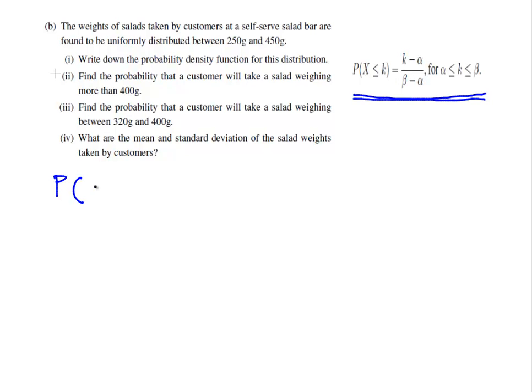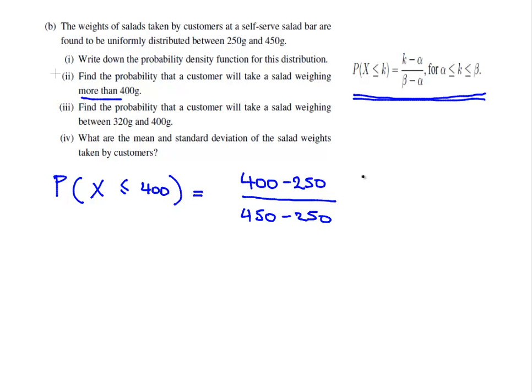So the probability of x less than or equal to 400 is not actually what we're asked here. The question asked is more than 400, but just bear with me for a second. That is equal to (400 minus 250) over (450 minus 250), which is 150 divided by 200, and that's equal to 0.25. Now, just to be clear, that's not the answer.